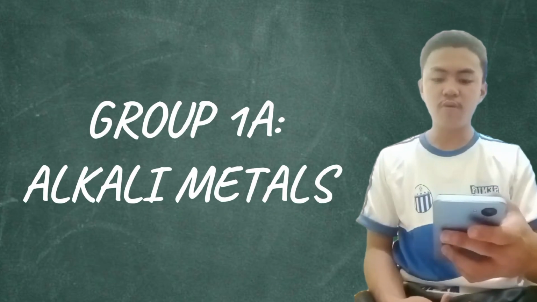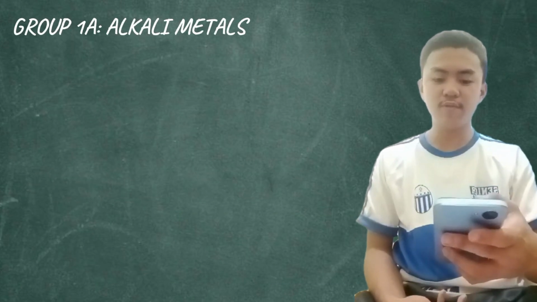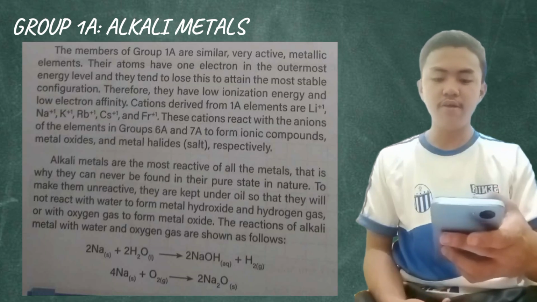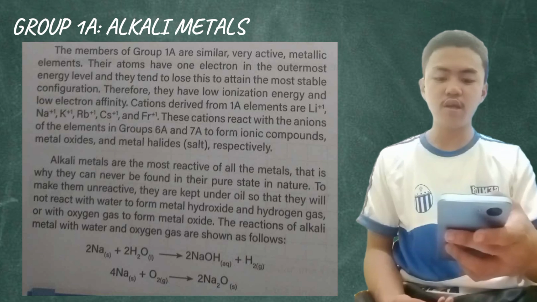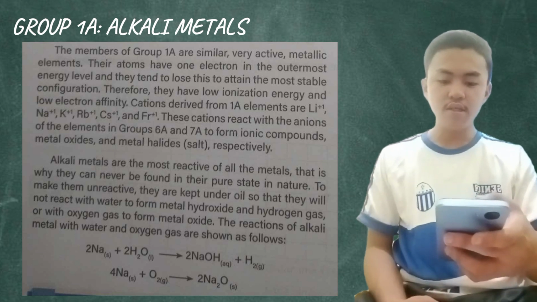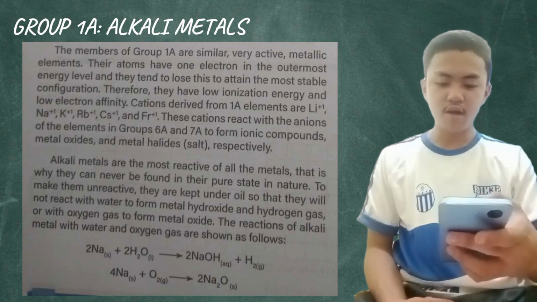Group 1A, alkali metals. The members of group 1A are similar, very active metallic elements. Their atoms have one electron in the outermost energy level and they tend to attain the most stable configuration. Therefore, they have low ionization energy and low electron affinity.